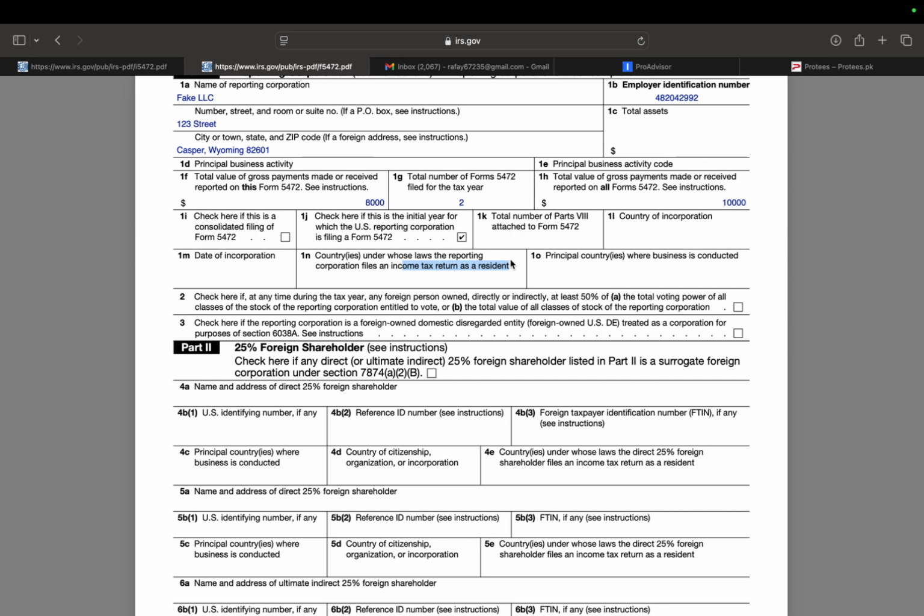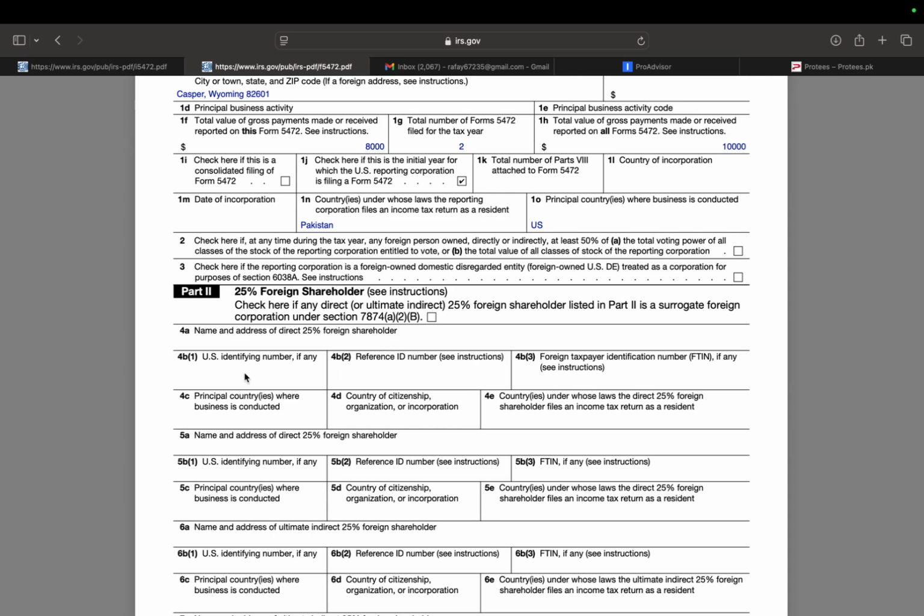Okay, so let's say the company is registered in the US, and we don't have a foreign-owned US disregarded entity, that is a domestic entity, then we will add US there. But if the company is registered in Pakistan or another country such as India, and it's just doing trade in the US, then you just add the name of that country. Let's say the company is registered in Pakistan, you can just add Pakistan right there. The principal country where business is conducted will be US, because the company is doing all its business in the US. If you don't have any US identification number, you can write NA, not applicable. For the reference ID number, you can also add NA right here. If you have a foreign taxpayer number, add it; if you don't have one, you can just write NA.